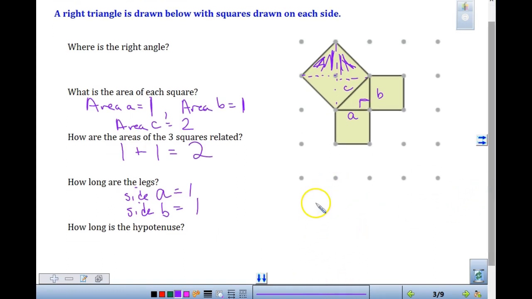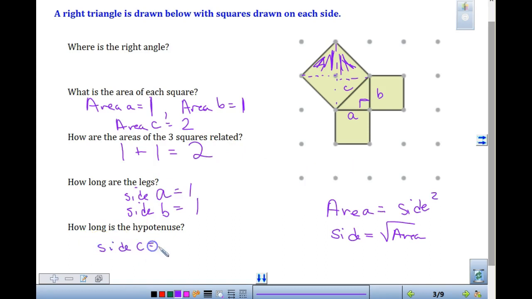Now, I want you to just write right below this little square thing over here. I just want you to put area is always equal to the side squared. And the side is equal to the square root of the area. Do we know the area of C? Yes. So if I want to find side C, that is equal to the square root of the area. Please write that.